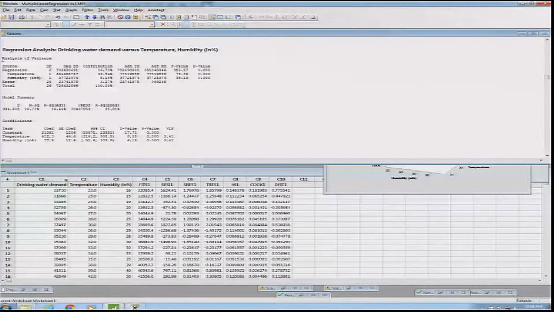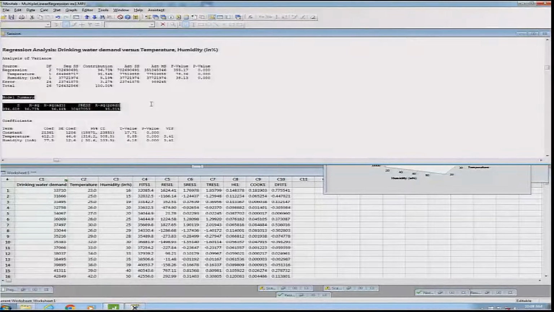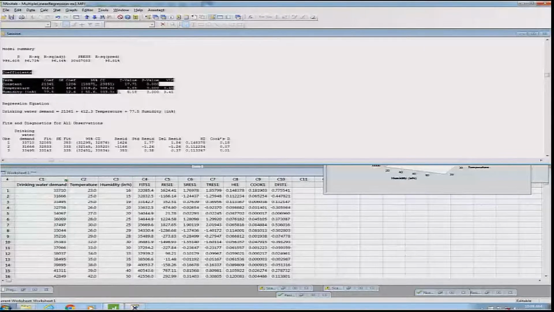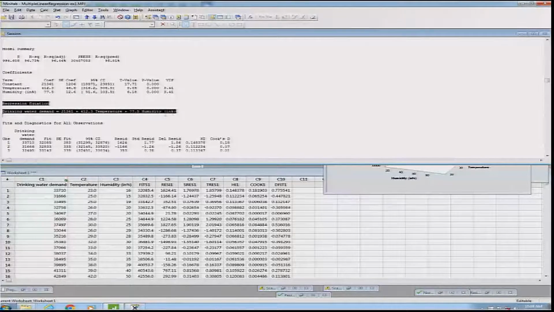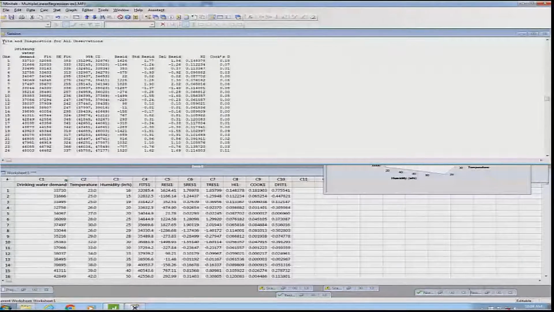Here we have the analysis of variance results, and here we have the details about the model summary, which consists of R square, R square adjusted, PRESS, and R square prediction. Similarly, here we are getting the values of the regression coefficients, their confidence intervals, variance inflation factor, and values for the t statistics. And here we are getting the fitted regression equation.